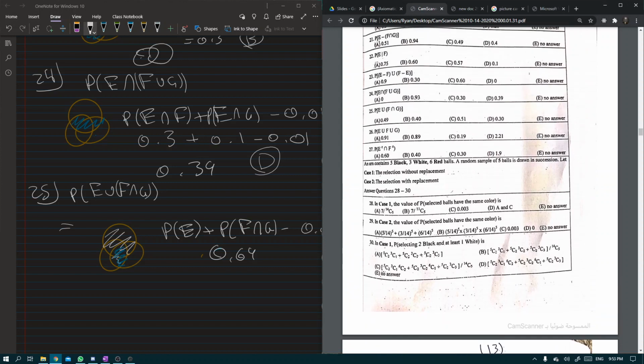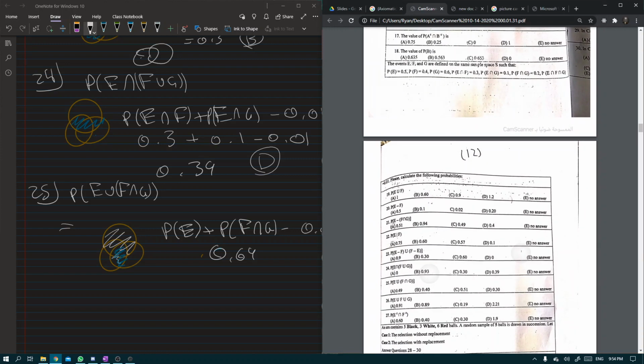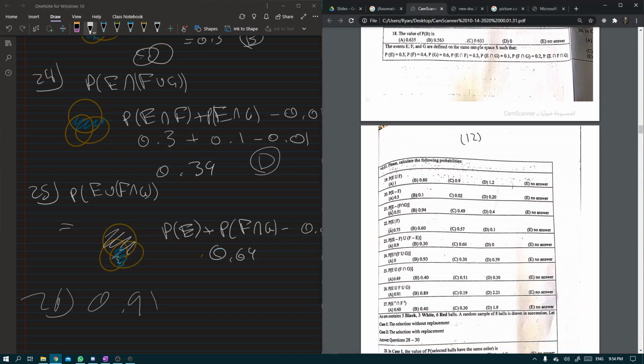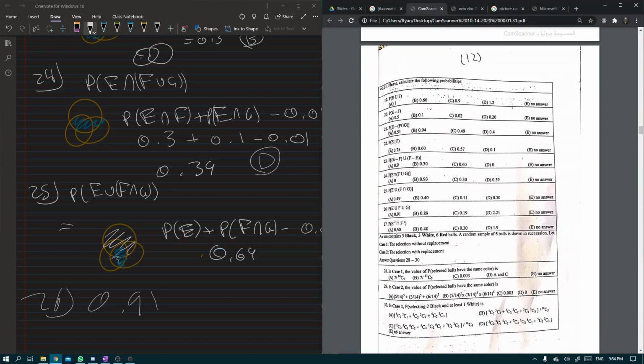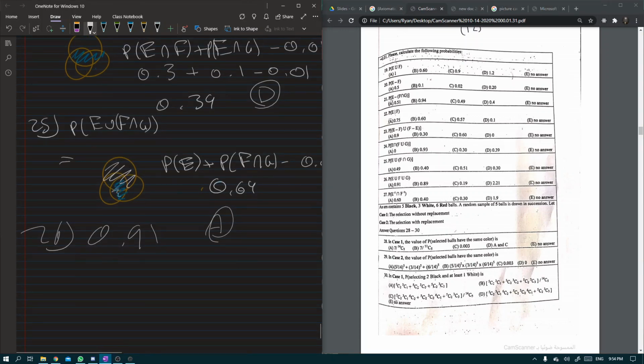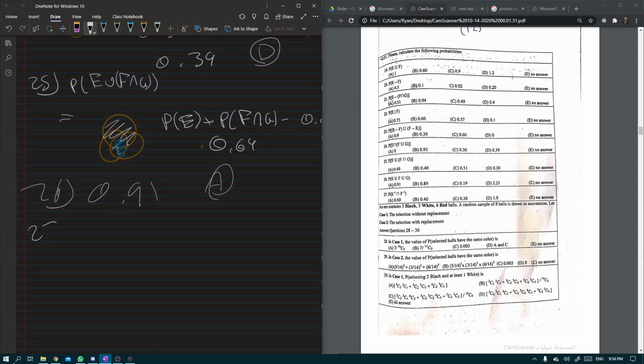Okay, 25. That's 26. E union F union G. You just add them. We calculated before. 0.5 plus 0.4 plus 0.6 minus 0.3 minus 0.1 minus 0.2 plus 0.01, which is 0.91. Oh my god. Now 27. E intersection F complement.